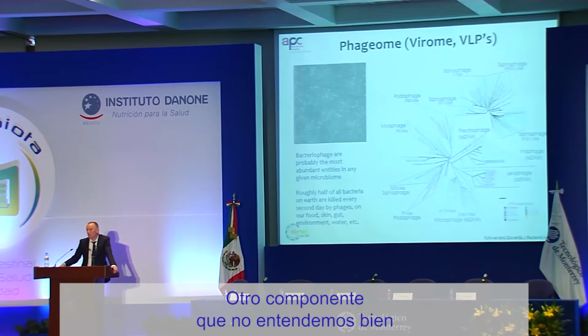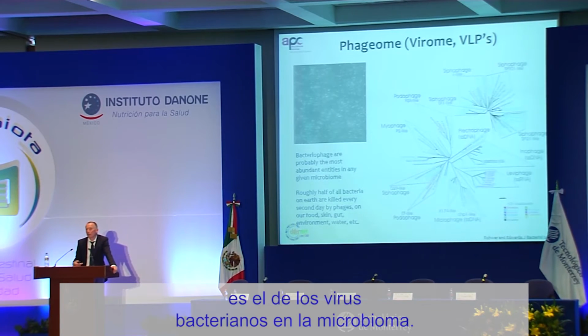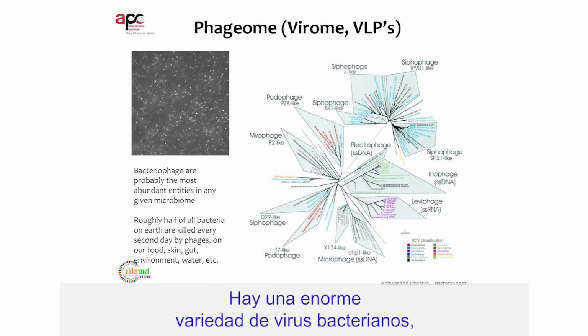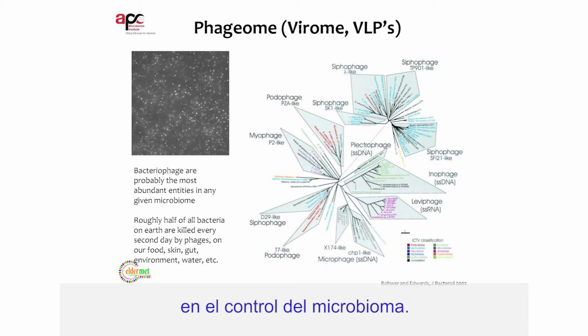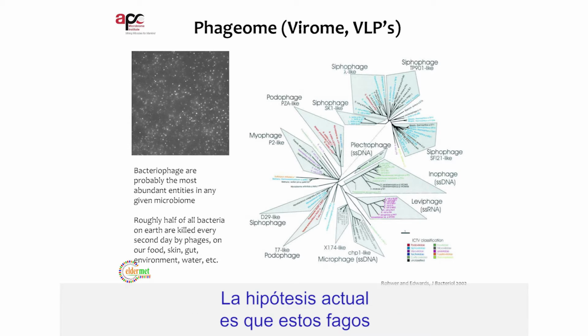Another component which is not well understood are the bacterial viruses in the microbiome. There is a huge diversity of viruses of bacteria, and there's a special name for these viruses called bacteriophage. We don't really know the functional significance of bacteriophage in controlling the microbiome. There's a current hypothesis that these phages control the levels of certain bacteria.